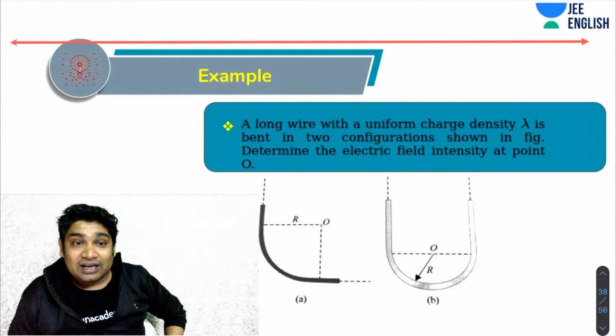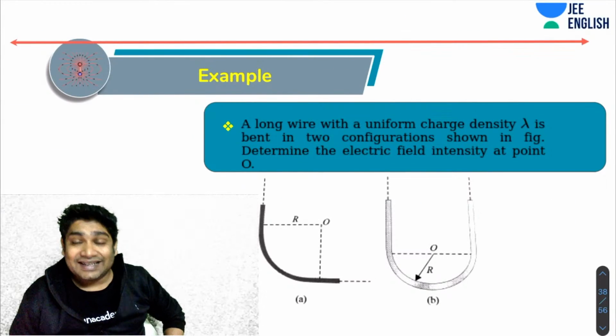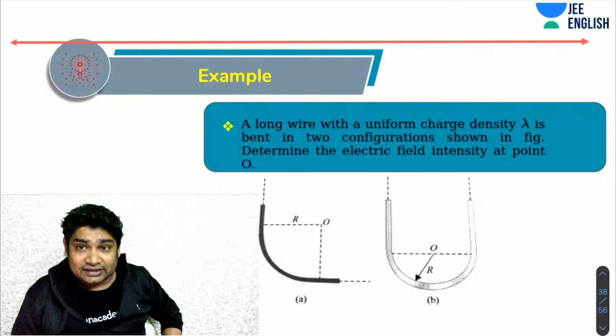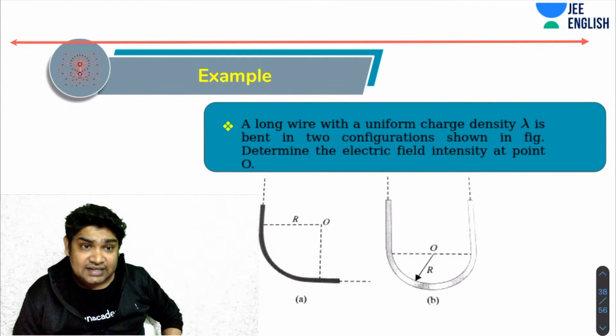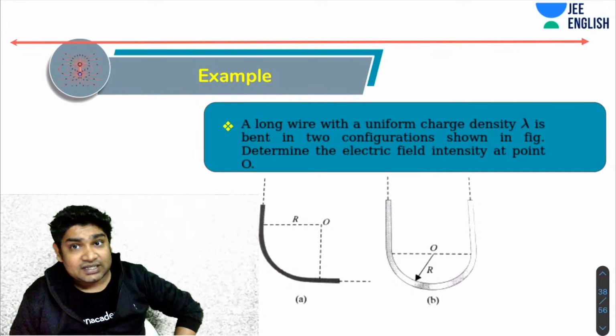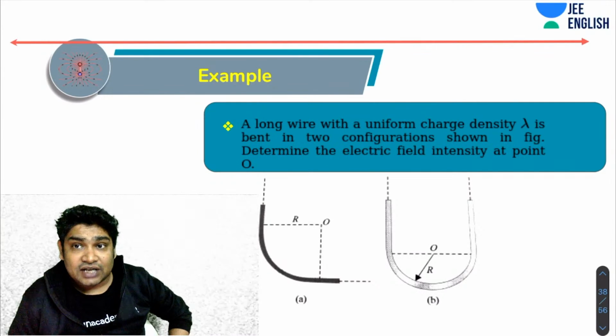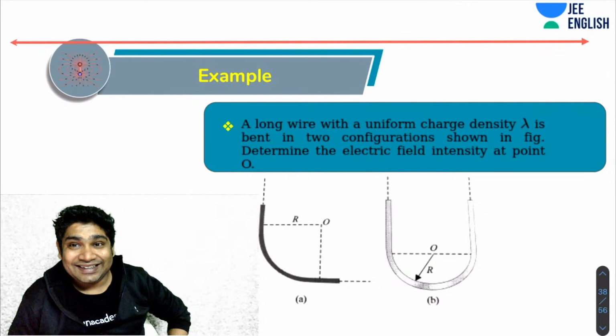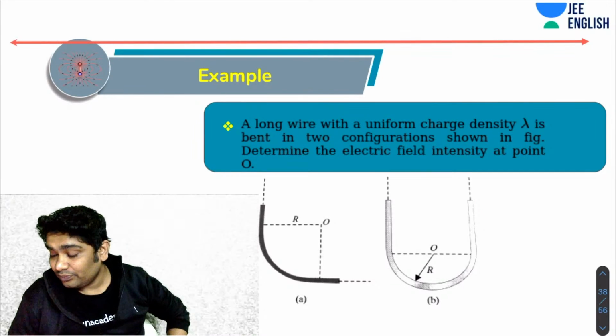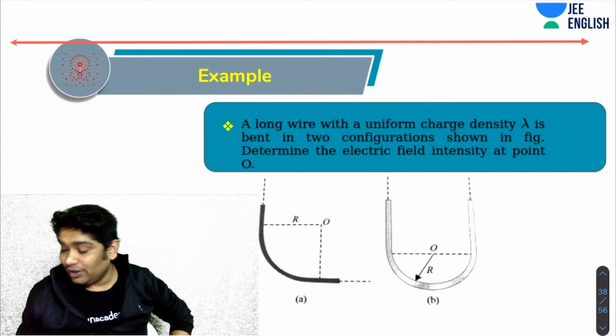Next, let's try a couple of questions then. So here is a typical question that I think questions like this have been asked in JEE Mains and Advanced. The first question says, a long wire with a uniform charge density lambda is bent in two configurations as shown in the figure. Determine the electric field intensity at the point O. So you have two situations here, and you are supposed to find the electric field intensity at the point O.